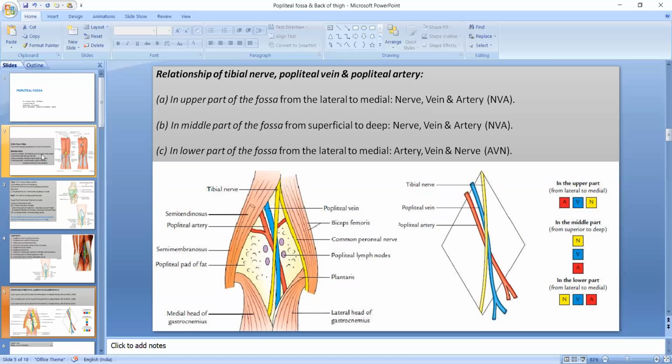There are blood vessels, nerve, and popliteal vein. So, what is the relation between all these? In the upper part of the fossa, from lateral to medial, there will be first nerve, then vein, and artery. In the middle part of the fossa, from superficial to deep, there will be nerve, vein, and artery. That is their arrangement. In the lower part of the fossa, from lateral to medial, there will be artery first, then vein, and the nerve. So we can see in this diagram, there is NVA, a short form of nerve, vein, and artery.